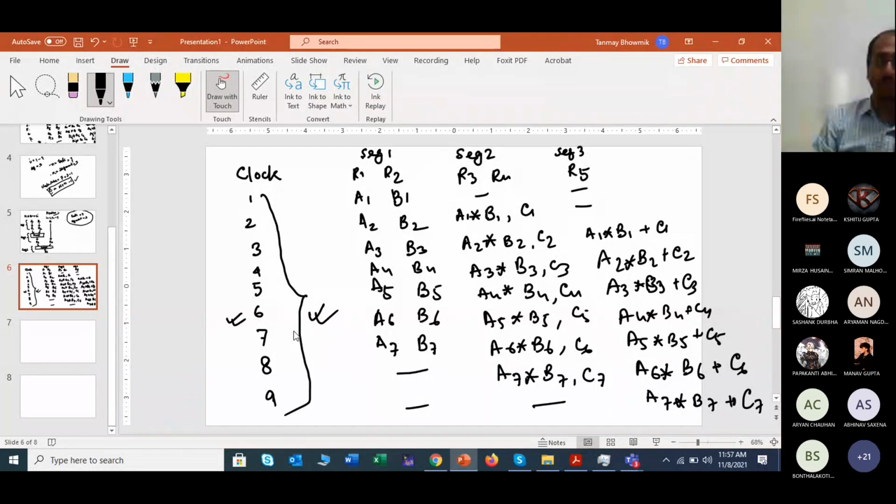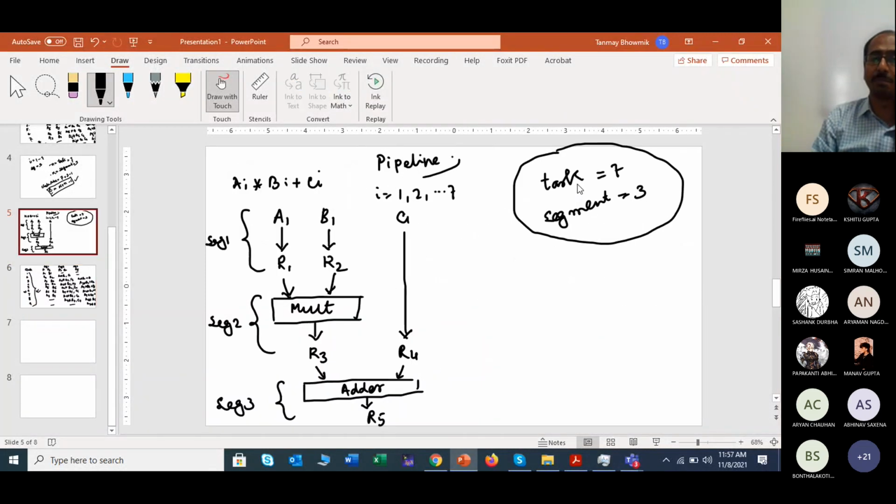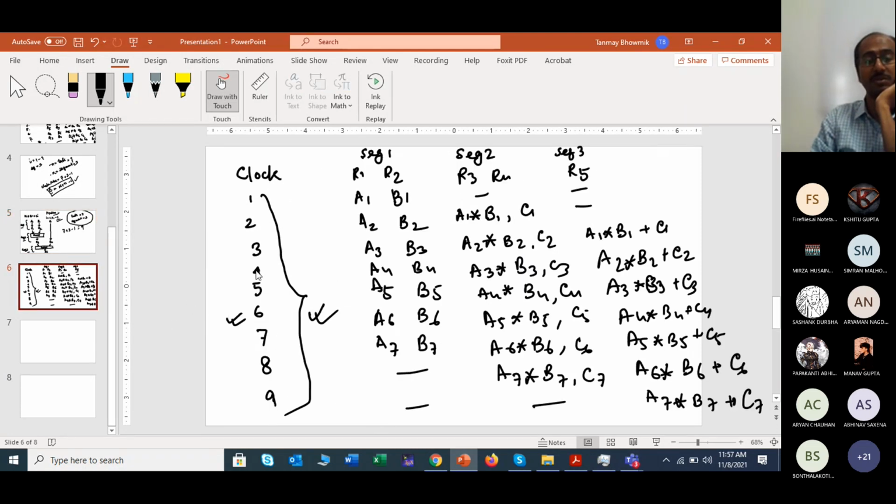Now, previously, we checked that our task number was 7, right? Because you were varying I equals 1 to 7, and you have to take 7 numbers of A, 7 numbers of B, 7 numbers of C. You have to take 7 additions, 7 multiplications. All these things were done. So your task number was 7. Your segment number was 3. So how many pulses have you used? That is actually 7 plus 3 minus 1 equals 9. You can see 9 pulses you have used.